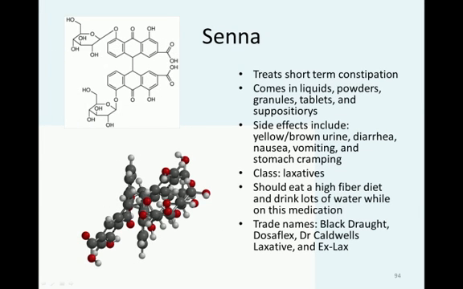Senna. Trade name, Senokot. Used to treat constipation or before rectal or bowel examinations or surgery. It's a laxative.